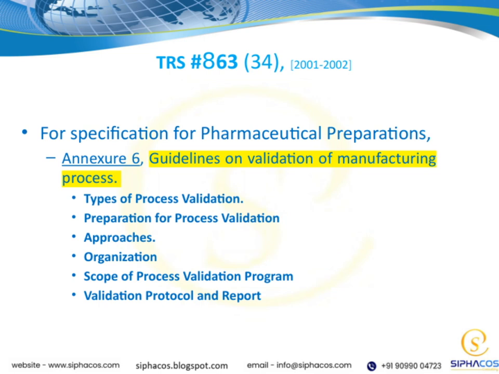One of the key aspects here is understanding the different types of process validation. It's essential to recognize that validation isn't a one-time event, but a structured approach to ensure consistent quality. Next, we have the preparation for process validation. This involves thoroughly planning and setting clear approaches to how validation will be carried out. It's about establishing a solid foundation so that the process can be validated effectively and reliably.